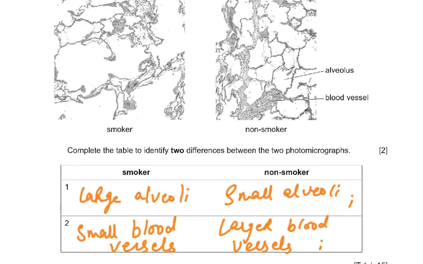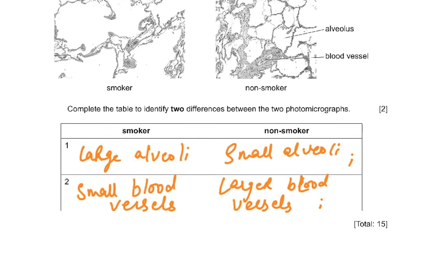Now these are very easy, 2 marks, but you usually don't get these 2 marks. Why? Because you're not doing a comparative analysis. So compare, complete. So smoker, large alveoli, small alveoli. Better if you use the words larger, smaller. So large, small, and here the small blood vessels and the larger blood vessels. So this was what was expected of you. This was an easy 2 marks, but as I say, you usually don't get it because you don't look at it very carefully and you don't make these comparisons.